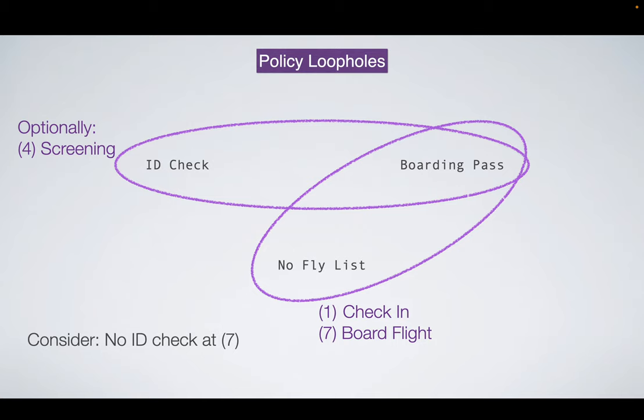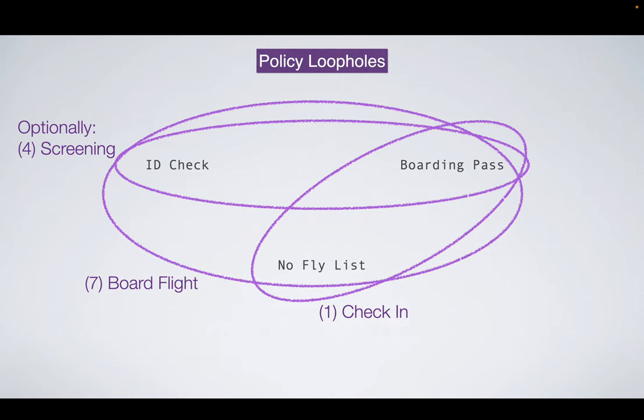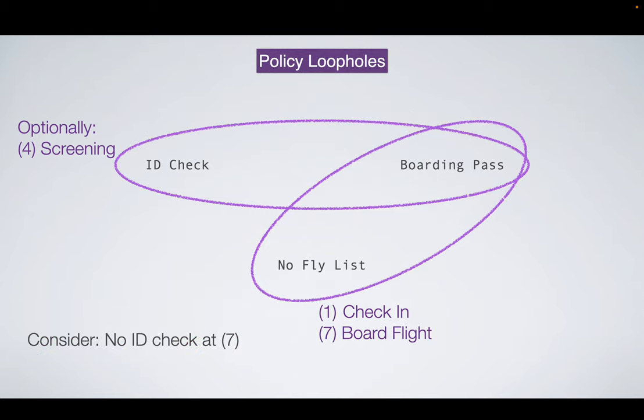But in the US, they weren't doing this last check. Okay. So basically the picture looked like this. This was the only thing that's being checked. Is there a policy loophole if the airline checks that you're not on the no-fly list and you have the right boarding pass, and if TSA checks that your passport matches your boarding pass, is there a problem?